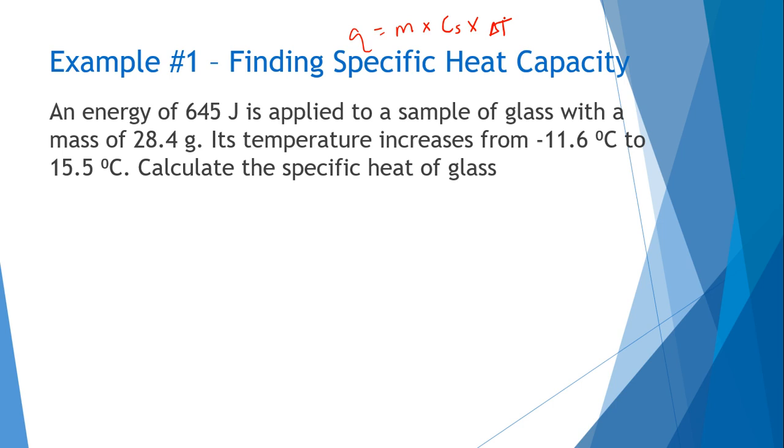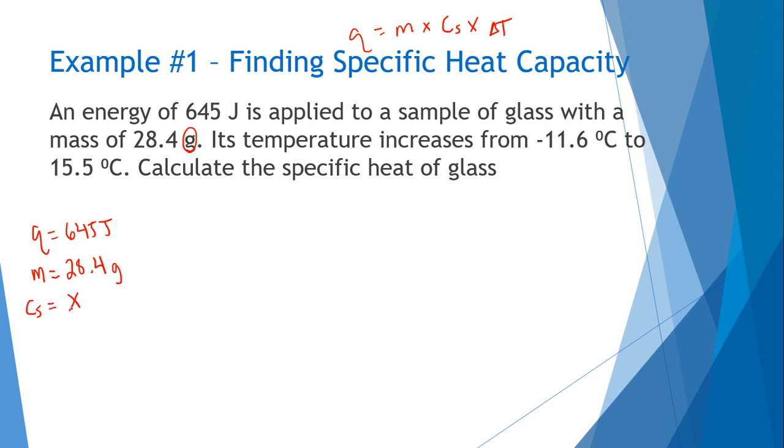The one thing that we need to look at is pay attention to the wording. Here it says 645 joules is applied to the sample. So this amount of work is given to the sample. It's going to be a positive value. Joules goes in for Q. So we know that Q is 645 joules. Mass. If we look at this, our mass is given, and it's given in the correct units, which is 28.4. If this was not given in the correct units, you have to make sure to change it.